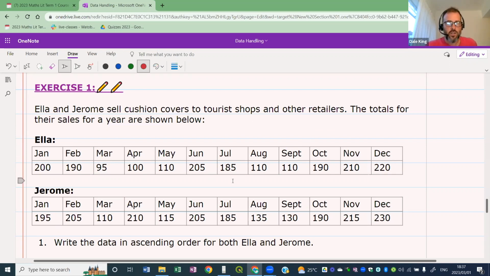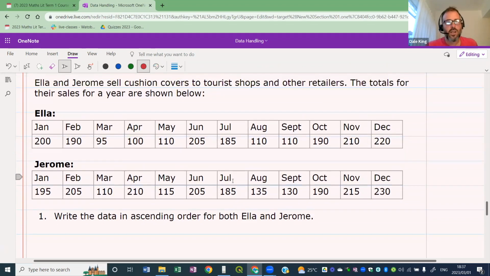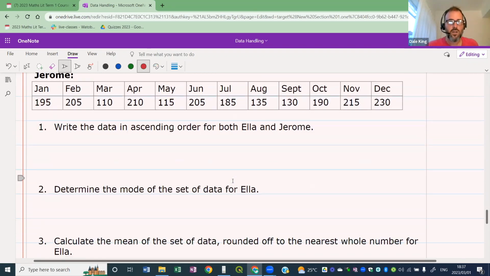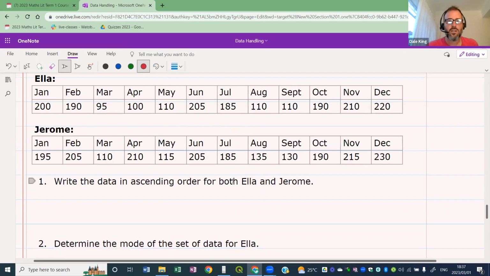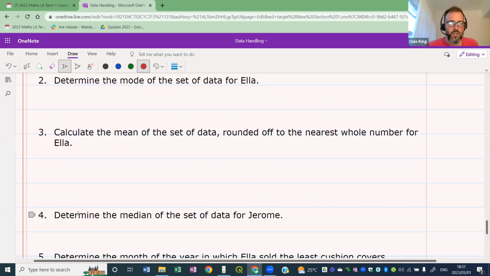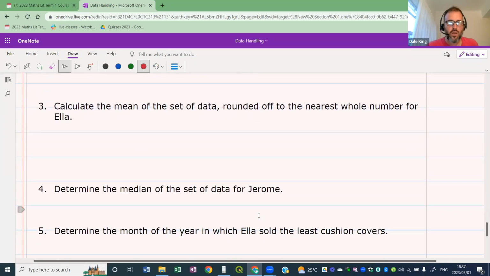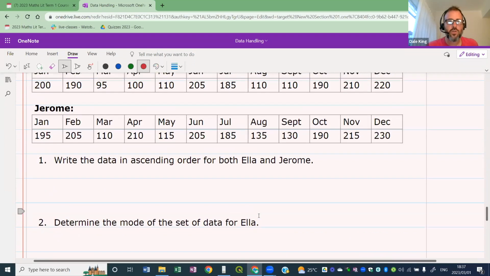Okay, so let's pick. In fact, the first question here is write the data in ascending order. We're going to have to do it if they ask us for the median. Don't do it if they don't ask for the median. Only if they're asking for the median. So let's see. Determine the mode, calculate the mean, determine the median. There it is. So we have to put the data set in order. The question says determine the median for the set of data for Jerome. Question 4. Do they say for the other person, Ella? No. So we only need to put Jerome's data set in order.